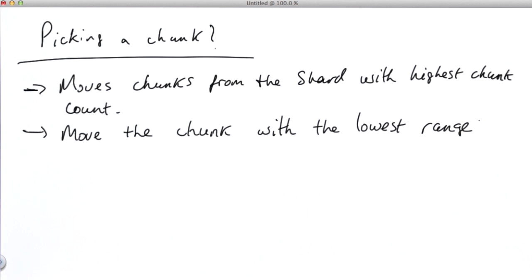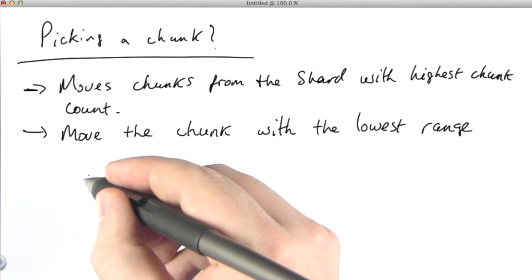As you might remember, chunks are defined as from this shard key to that shard key, and they can be easily sorted by the values contained therein. So obviously the lowest chunk of all of them will be the min chunk, the one that contains the min chunk value, the maximum chunk being the one that contains the max chunk value. So if the min chunk value is present, that will always be the one chosen. If it's not, it will find the lowest range chunk on that shard and move that. And that's quite a mouthful, but it becomes a lot more obvious when you picture it like this.